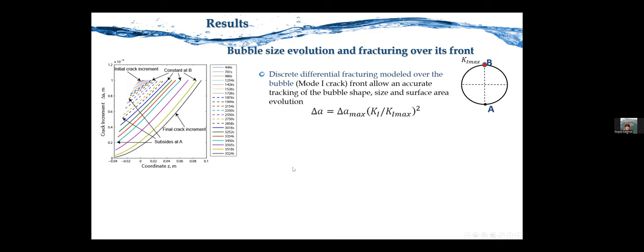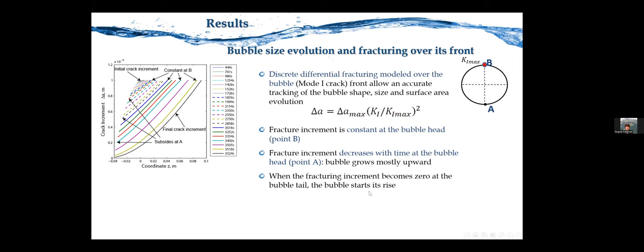Then how the bubble size and shape evolves. It evolves with fracturing increments, which are calculated according to this formula. And what you can see is that for the small seed, the fracture increment is the same at the bubble head and the bubble tail. But with time, it stays the same at the bubble head and drops to zero at the bubble tail. When it drops to zero, it means that the bubble becomes mature in shape, closes its tail, and its shape can be described as an inverted teardrop. And with this shape and size, it starts migrating upward.